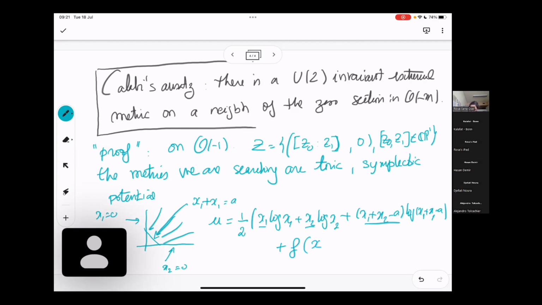And my claim is that this smooth part must depend only on x1 plus x2 if the metric is to be U2 invariant. And why is that? Well, if you remember, invariant functions were functions of the sums of the norms. And in action angle coordinates, you'd have to go back to the formula, but if you remember what the moment map is, this sum of the norms is just x1 plus x2. So the U2 invariant quantity is this x1 plus x2, which I'm going to call R. And it's going to play an important role because it is essentially the only U2 invariant quantity.